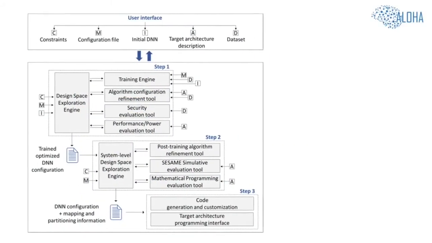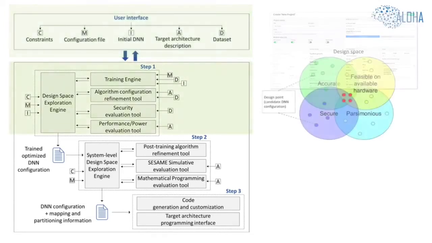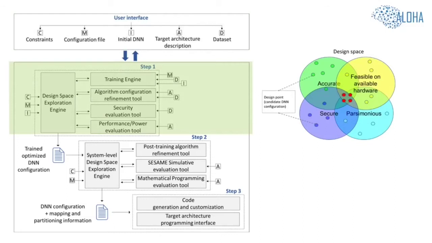The toolflow contains a graphical user interface, where the user can define the domain and task by means of a dataset, enter the constraints and a target hardware platform description. The operation is done in 3 steps. The first step aims at automating the algorithm design process. It generates the optimal algorithm configuration taking into account the target task, the set of constraints and the target architecture that will execute the inference task. This is done by a decision-taking tool, called DSE engine.